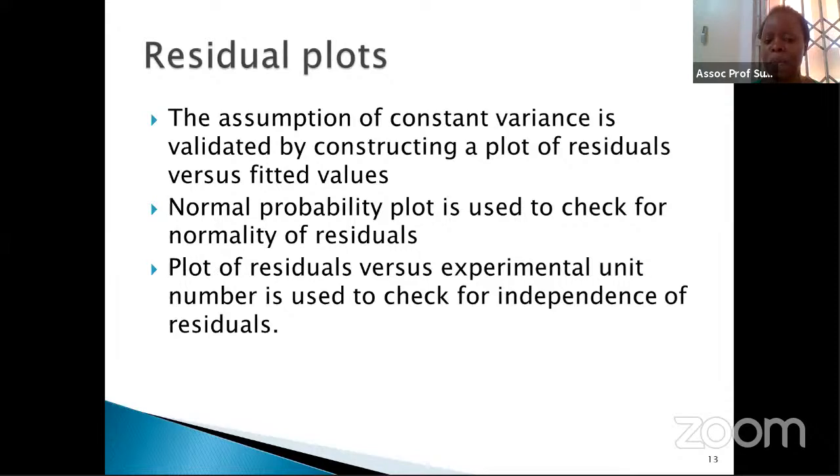Then we have a normal probability plot, which is used to check normality of residuals, and it comes with a p-value. So you're able to know whether your data is normally distributed. Then we also have a plot of residuals versus experimental unit number, and it is used to check for independence of residuals and also randomization.